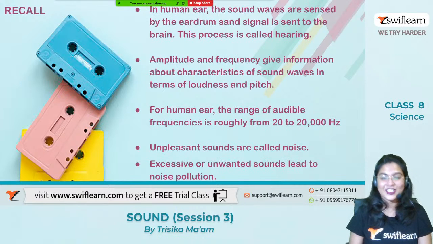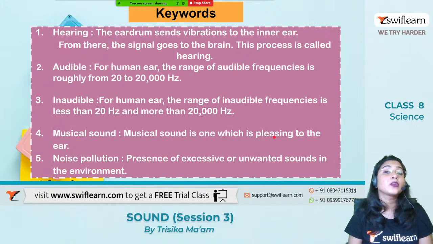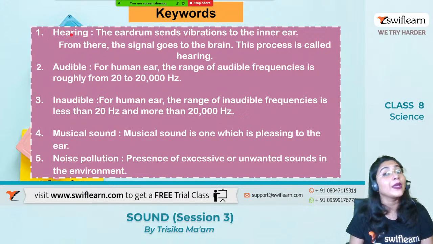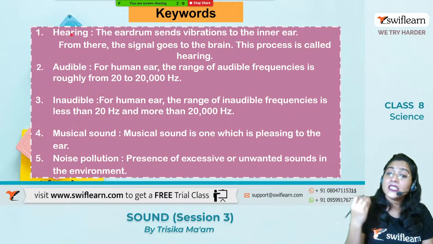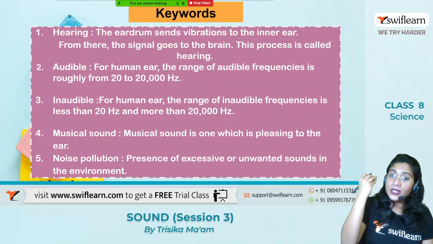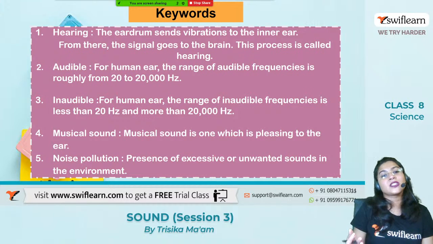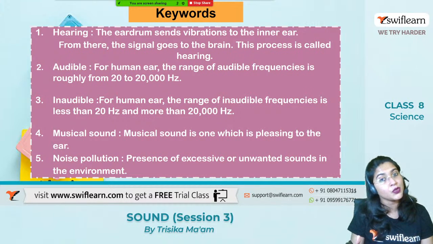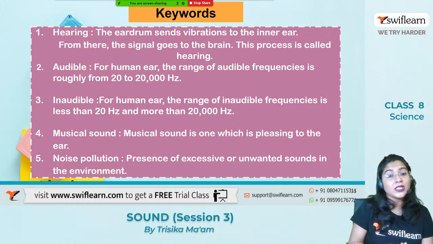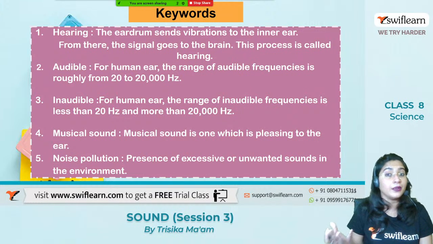Okay. So these are the different things which we have discussed today. We have also discussed the different keywords related to sound. First is hearing. That means how we can hear the sound. The eardrum sends the vibration to the inner ear, and from the inner ear the signal goes to the brain through the auditory nerve, and that process is known as hearing, right? Then we studied the audible range, that is 20 hertz to 20,000 hertz, which we can hear. Then we studied the inaudible range: below 20 hertz we cannot hear the sound, or when the sound is more than 20,000 hertz we cannot hear the sound, right?